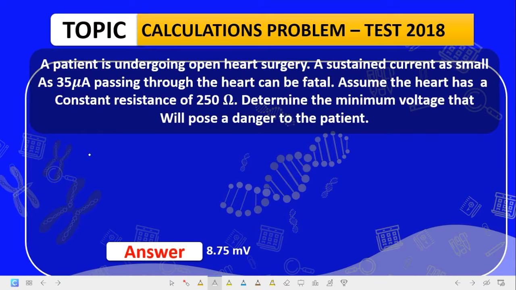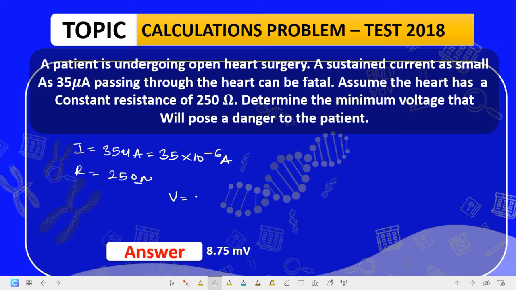The next question says, a patient is undergoing a heart surgery. A sustained current as small as 35 microampere, which is 35 times 10 raised to the power of minus 6 ampere, passing through the heart can be fatal. Assume that the heart has a constant resistance. Resistance is 215 ohm. Determine the minimum voltage that will pose a danger to the patient.